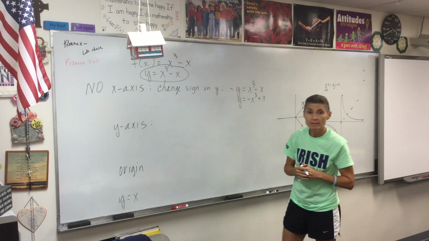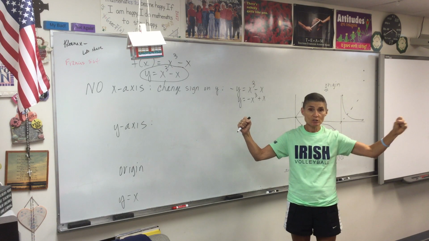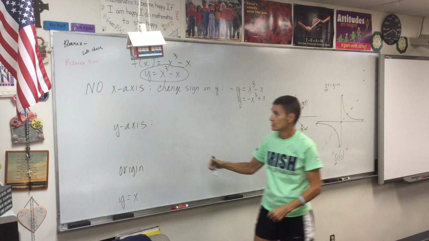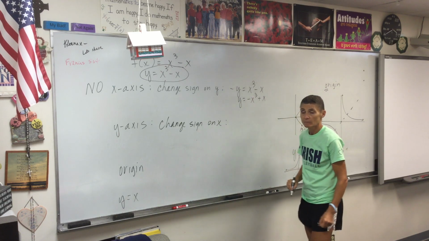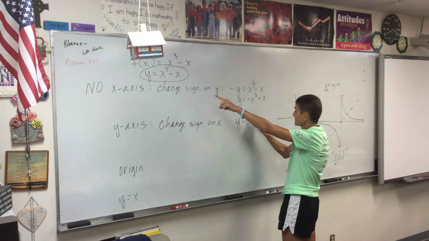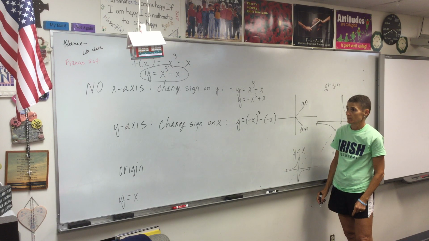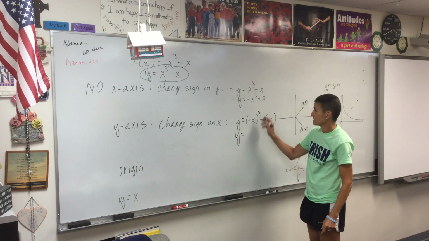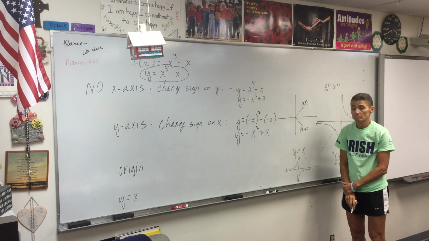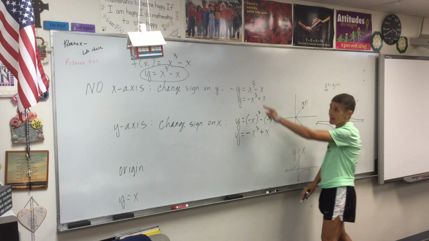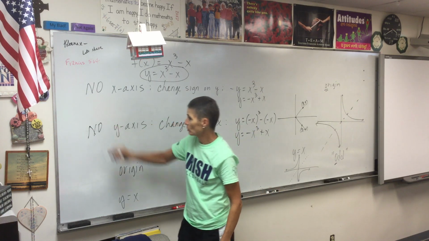Now, y-axis symmetry, think about it. On the y-axis, point over here, point over here. I can change the sign on x without impacting the equation. So for y-axis symmetry, I'm going to change the sign on x. So in my equation, y equals negative x cubed minus negative x. So y equals, simplifying, negative x cubed plus x. Does that match the original? No. So when I graph that, it's not going to have symmetry about the y-axis either.